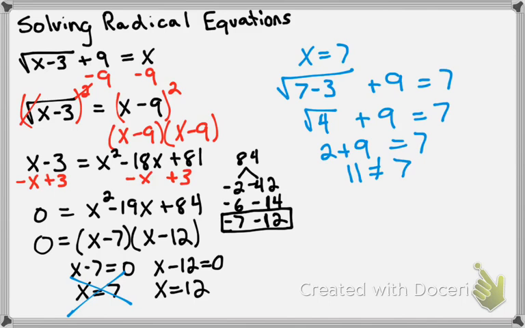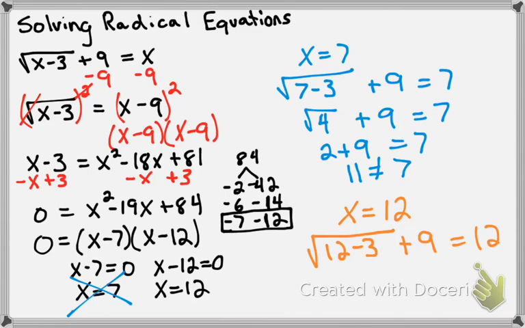Now I'm going to try the other solution. It was x equals 12. So I have the square root, and I'm going to plug in a 12 in place of x. So 12 minus 3 plus 9 equals 12. That gives me the square root of 9 plus 9 equals 12. So 3 plus 9 equals 12. That's true. So that means that this is a good solution. X equals 12 is the answer.